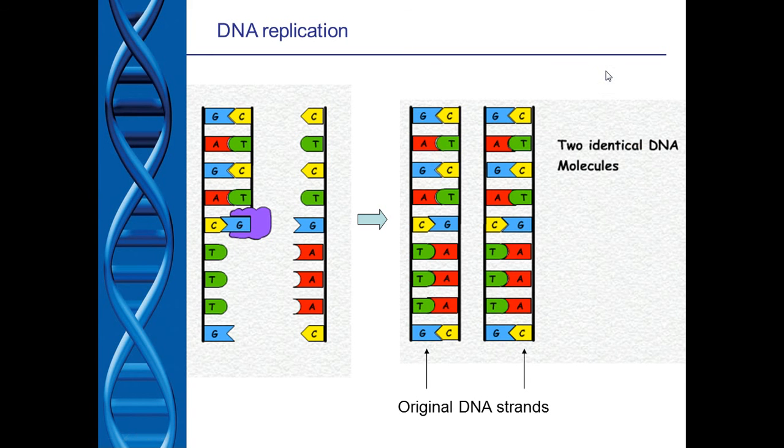You end up then with two identical DNA molecules that have an original strand of DNA and then a newly assembled DNA strand. This is semi-conservative replication because it keeps half of the original DNA molecule.